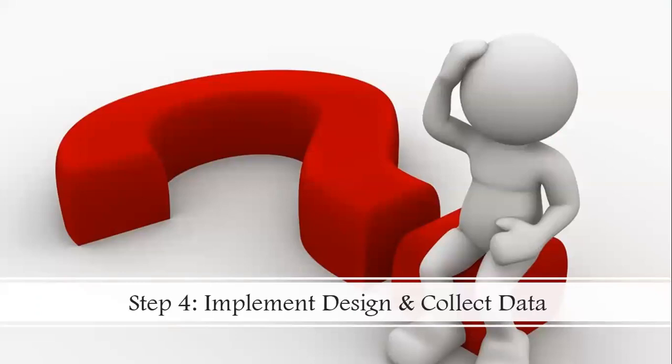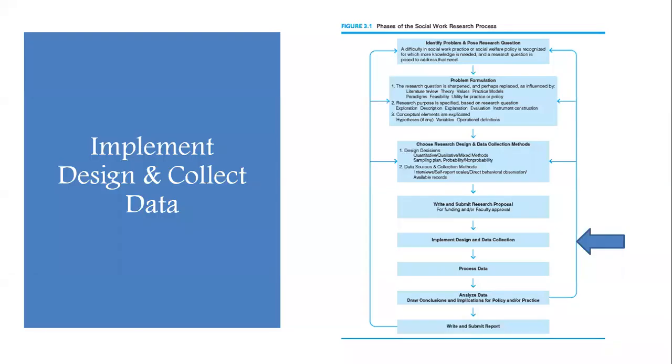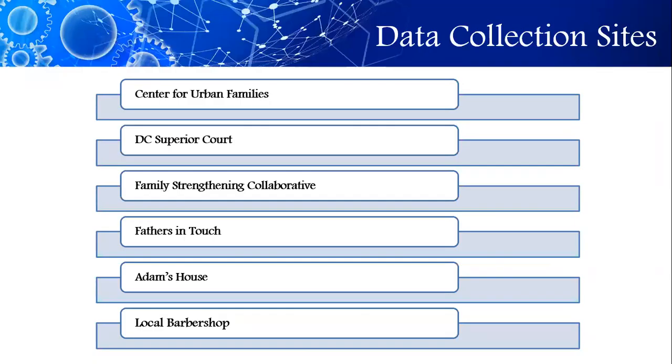Now let's talk about step 4, which is implementation of our research design and the collection of our data. We are now here at this step in the social work research process. I won't say too much about this. The one thing that I'll say is that I collected data, as I mentioned, from several different fatherhood programs. And as I reflect on this project, oftentimes research can be a very messy process, and things can turn out in very unexpected ways.